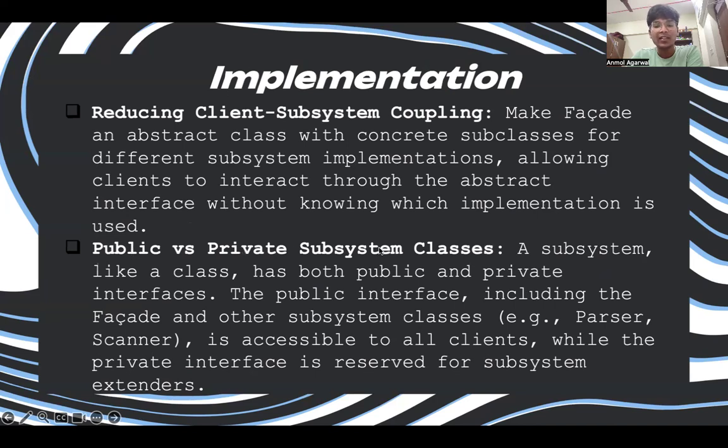Public versus private subsystem classes. A subsystem, like a class, has both public and private interface. The public interface, including the Facade and other subsystem classes, is accessible to all the clients, while the private interface is reserved for subsystem extenders.